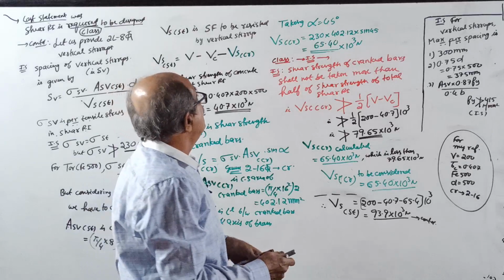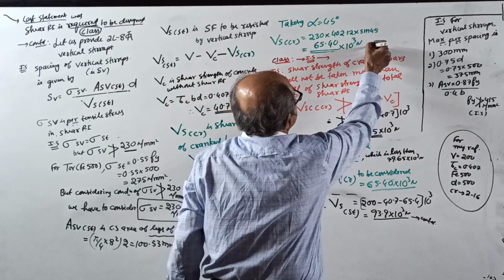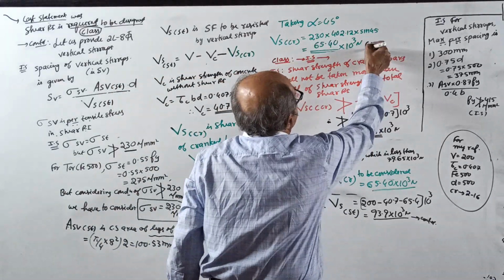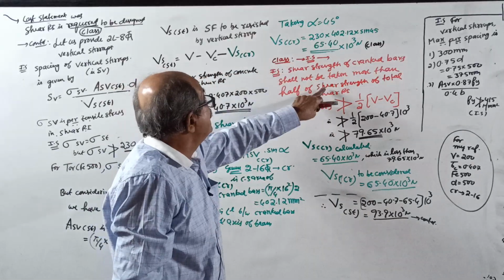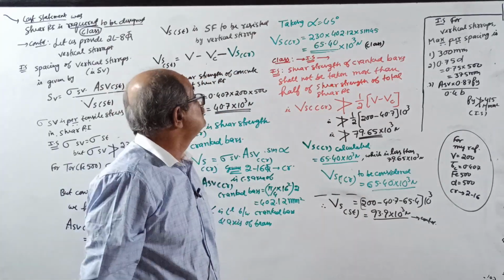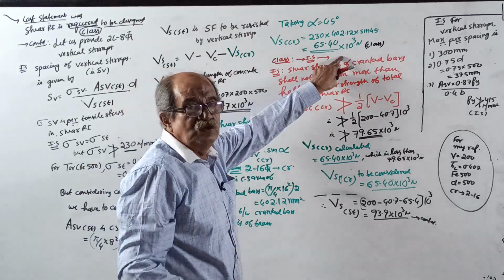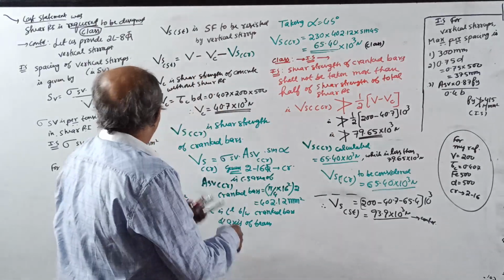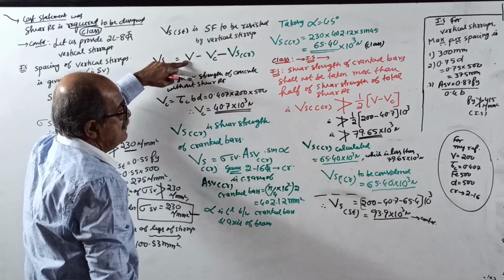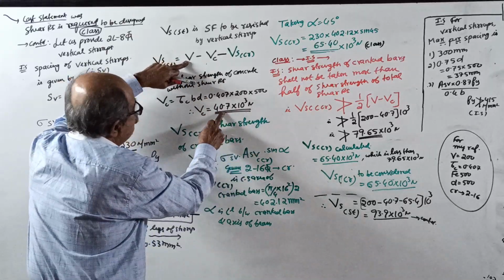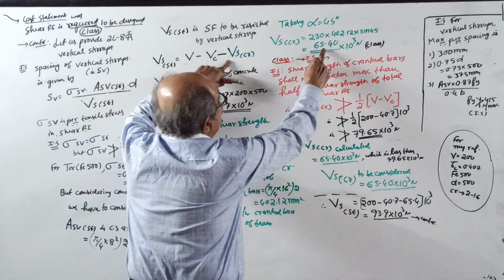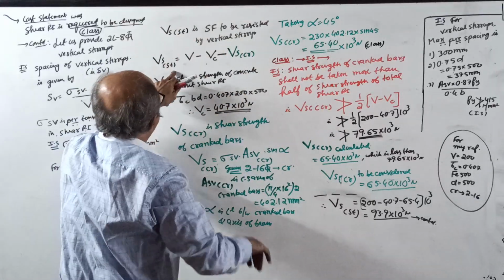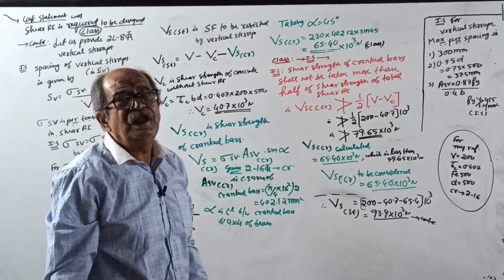Now, something I will dictate in the class. There is an IS code condition, which I wrote in red color. If that condition is not there, what does it mean? Shear force is 200, concrete can take 40.7, and the cranked bar can take 65.4. Subtract, and you get the shear force for the stirrup.